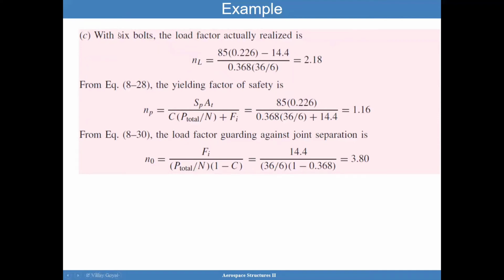You can actually recalculate with 6 bolts what the actual factor of safety is. That's 2.18. You can calculate the yield factor of safety and then the load factor of safety to guard against joint separation. And so this example really walks you through a number of challenges that are quickly resolved by using just the formulas we had discussed earlier in the lecture.